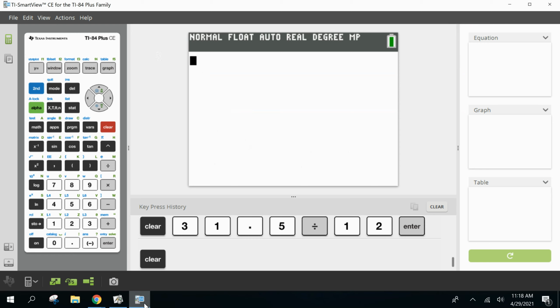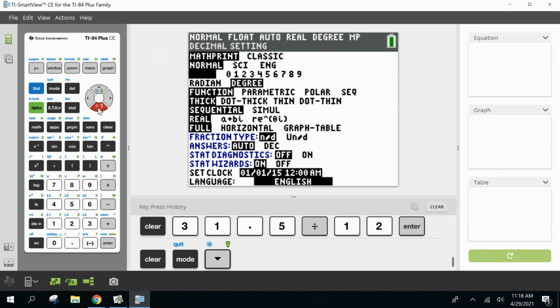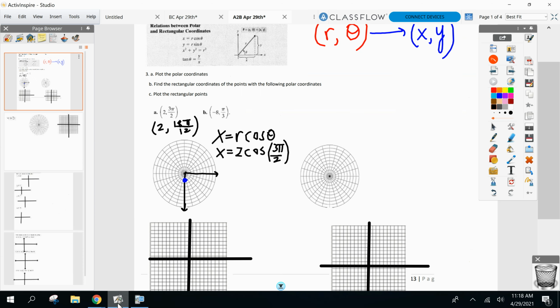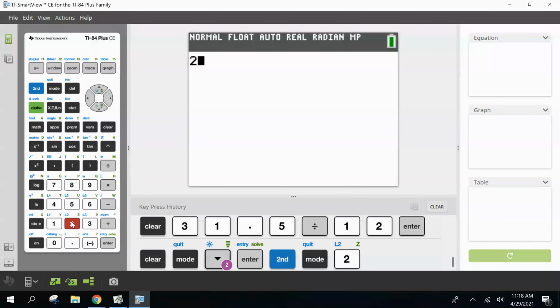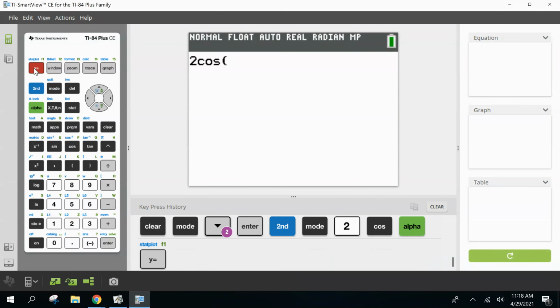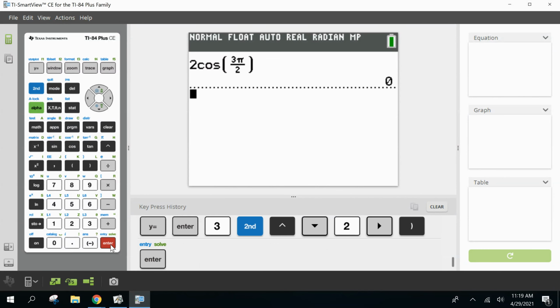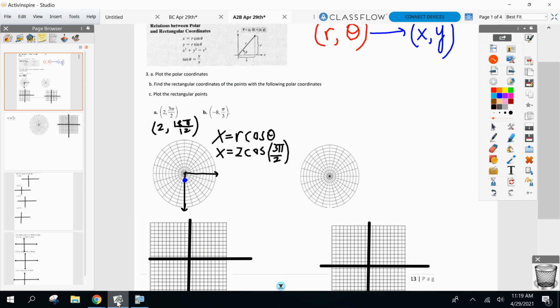So just a reminder, everyone go to your calc. You guys have a mode button right to the right of the second button. So I hit mode. Make sure radians is highlighted. Now it's all calculator. I'm not going to ask anything special here. Ready? 2 cosine. I'd get a fraction template out. 3, everyone knows where your pi button is, right above the caret. 3 pi over 2. 0. So the x coordinate for that one would be 0.